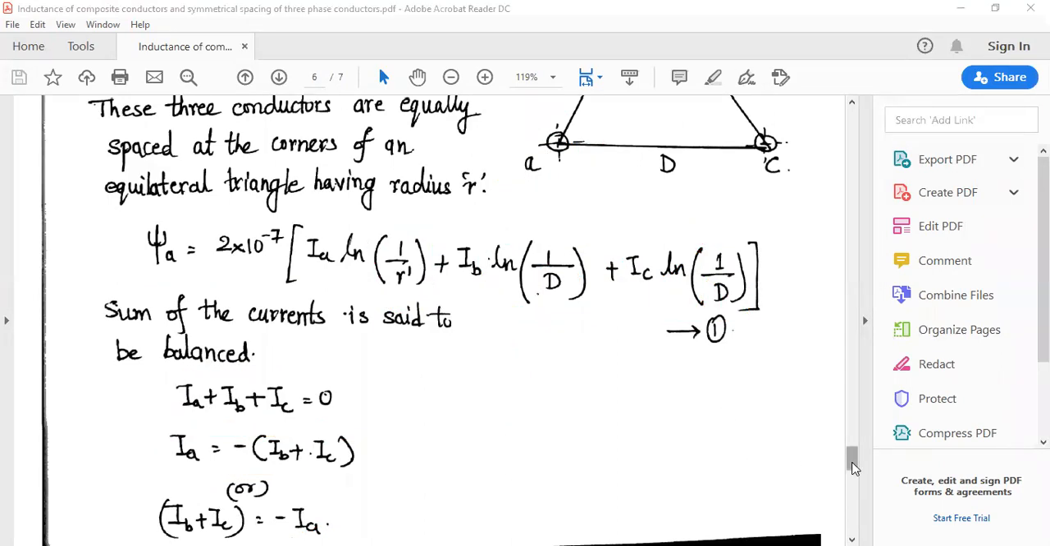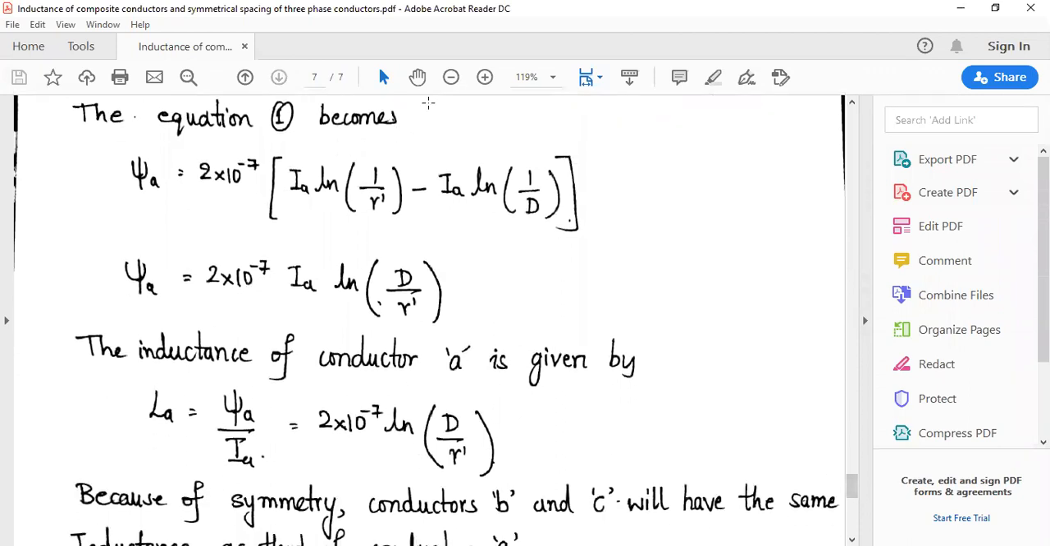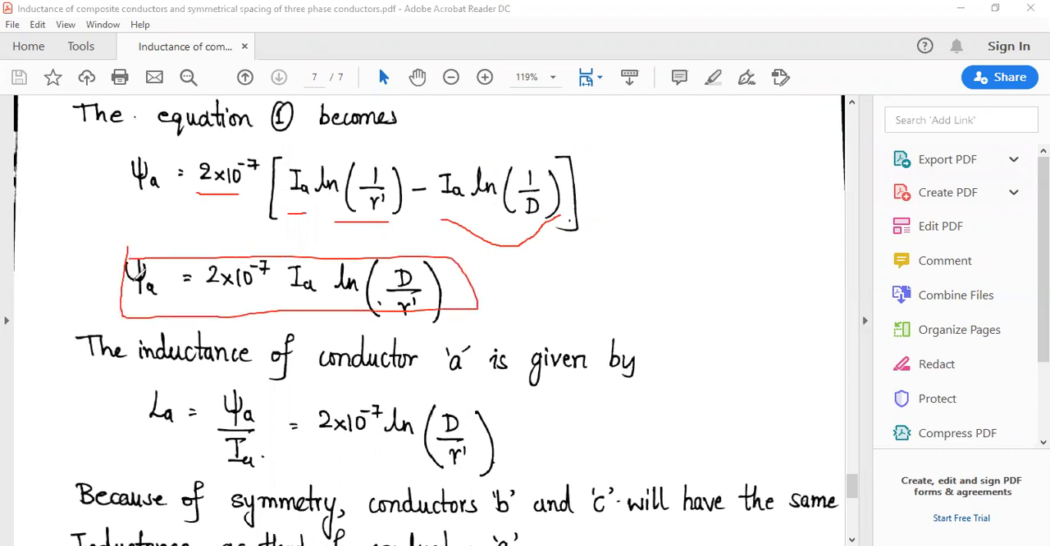So next, if I want to calculate it, equation 1 becomes 2 into 10 power minus 7 IA ln of 1 divided by r dash and IA ln of 1 divided by D. If you rewrite the equation using simple logarithms, phi a is 2 into 10 power minus 7 into IA ln of D divided by r dash. Phi a by IA, that is LA, is 2 into 10 power minus 7 ln of D divided by r dash. So that is being present there.